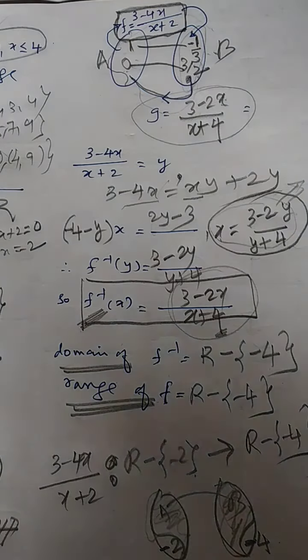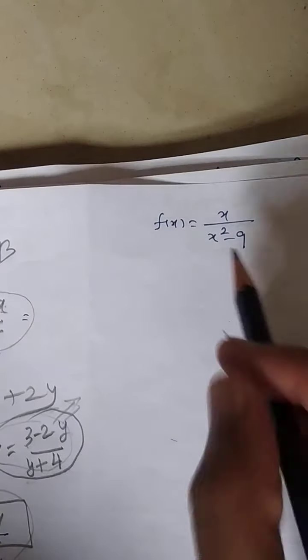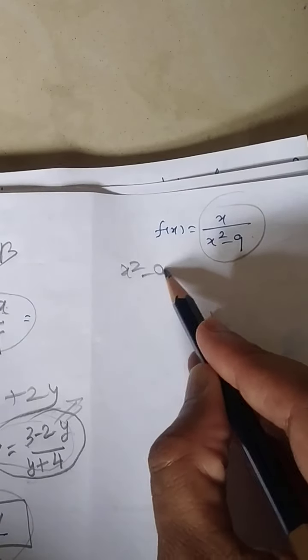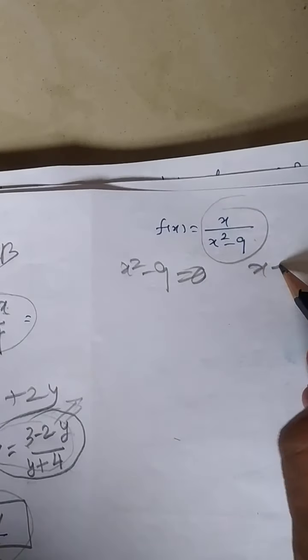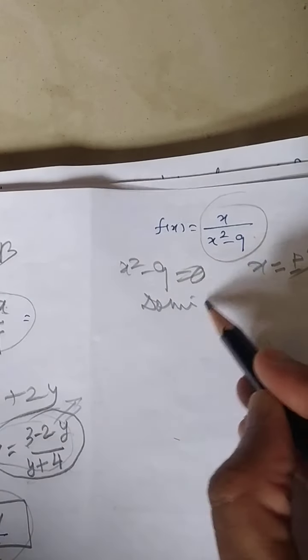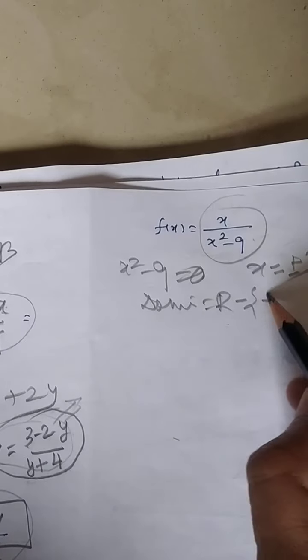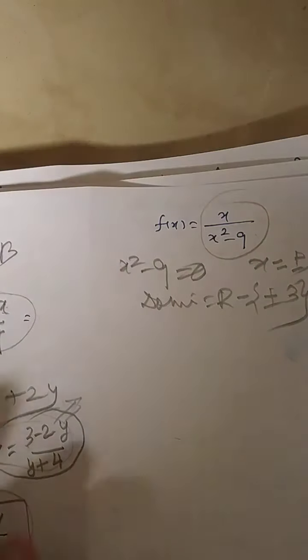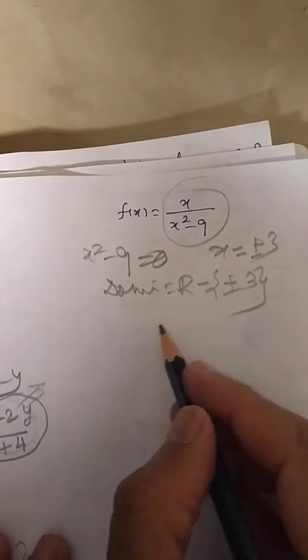Let us talk about one more problem. Say f of x is equal to x upon x square minus 9. You know the domain for this one, because we have discussed it. x square minus 9 equal to 0, so x has two problematic numbers, one is plus 3 and the other is minus 3. So the domain of the function is R minus {plus minus 3}. This we have discussed just now. Now I am sharing how to find the range.